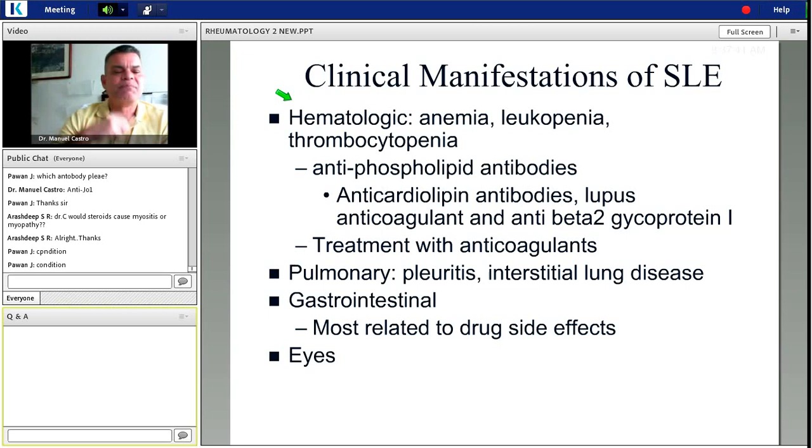Make sure you understand that steroids can cause a condition very similar to myositis, but they have a normal CPK in those instances. Okay, so let's continue here.